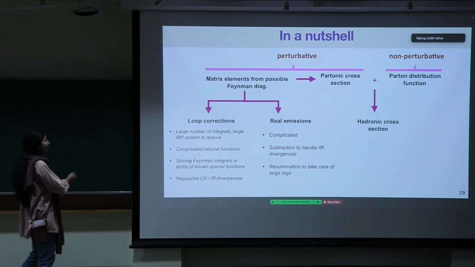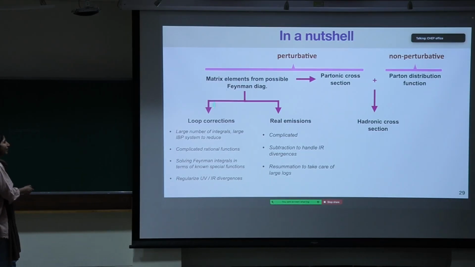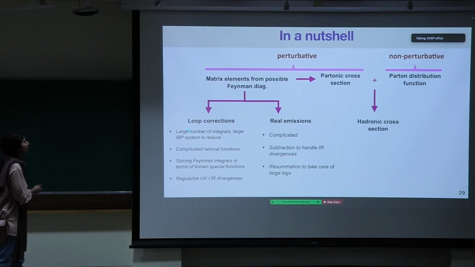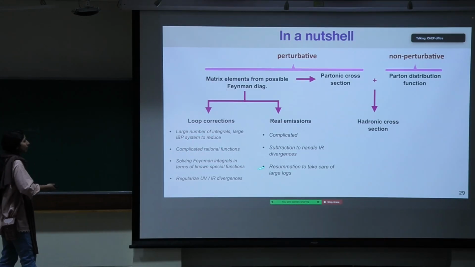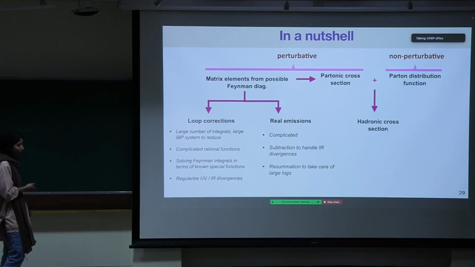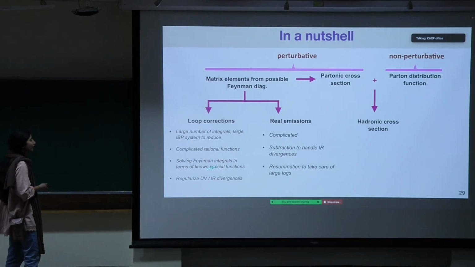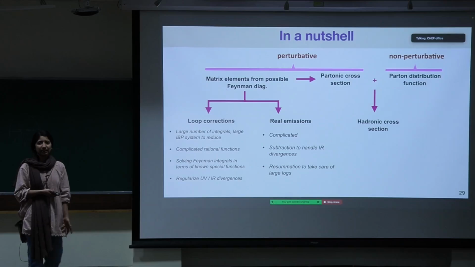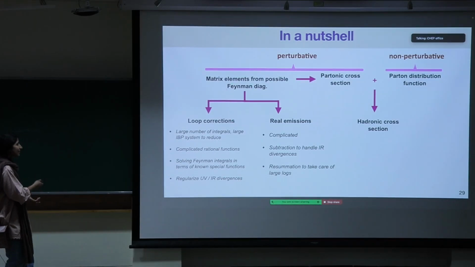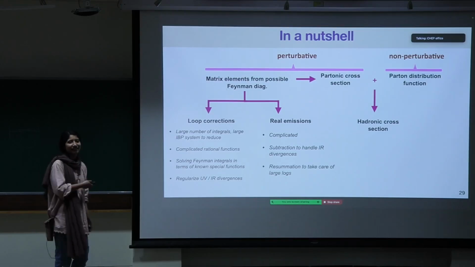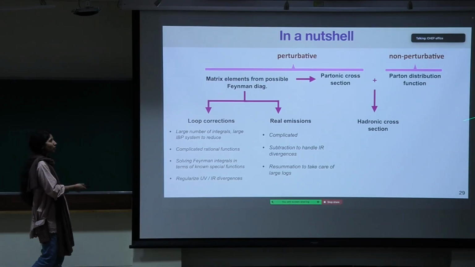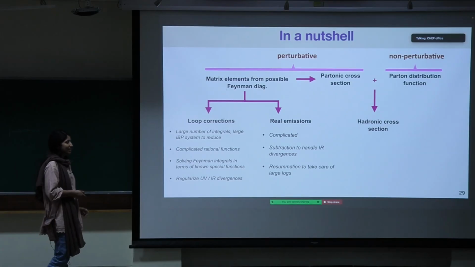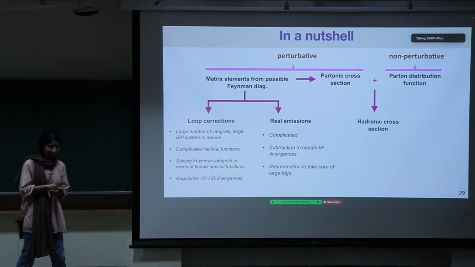So this is the summary of whatever I was mentioning about the perturbative calculation. What we are dealing with is the scattering amplitude, where loop corrections and real emissions are there, and what are the things we have to handle in both of them. We have the large setup of IBP that we have to handle, complicated rational functions, and then we also have to express these integrals in terms of special functions, and we have to deal with the divergences. And then for real emission as well, there are subtractions and resummation we have to take care of. Once we have all these things, we get the scattering amplitude, and from there, by integrating, we get the partonic cross section. And once we deal with the non-perturbative PDF, we get the hadronic cross section, which we can really compare with the experiment.